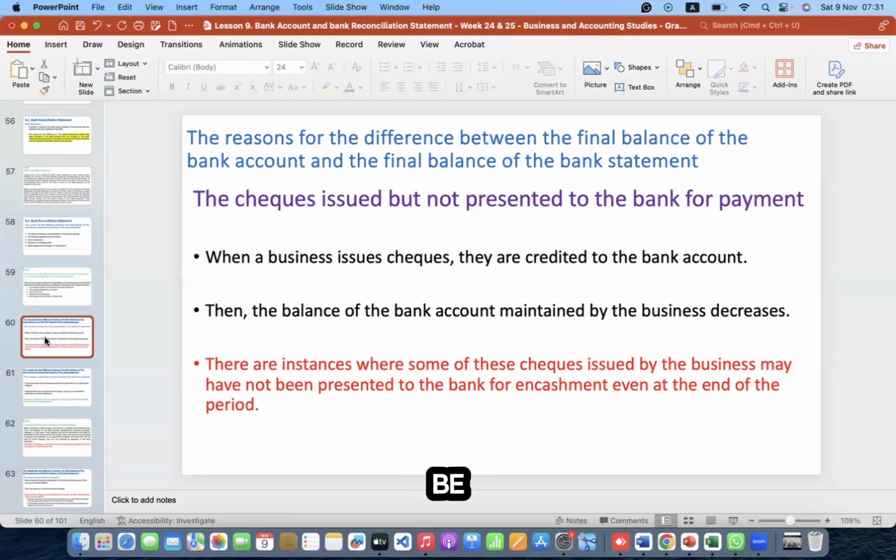But there could be instances where some of these checks issued by the business may not have been presented to the bank for encashment even at the end of the period.